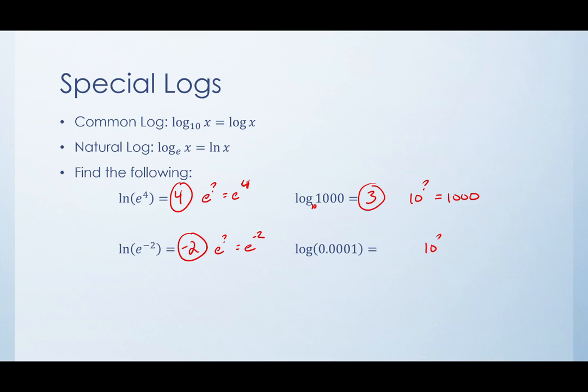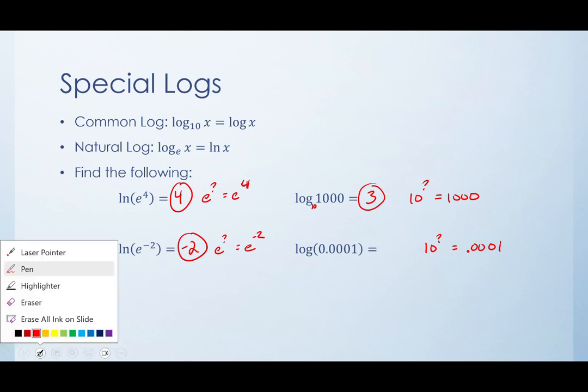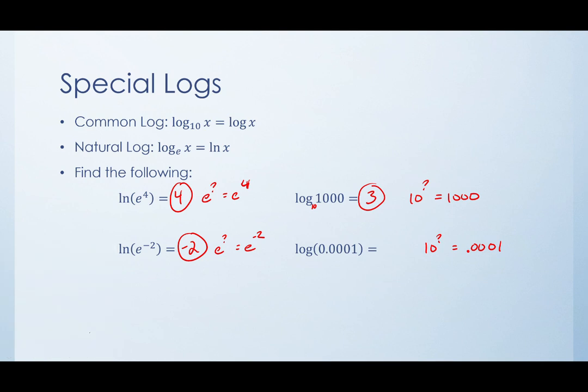So 10 to the what equals 0.0001. Now here we need to say, well, how many decimal places are we moving this thing? And then I'm always going to double check, right? So we've got 1, 2, 3, 4. So this should be 10 to the negative 4.